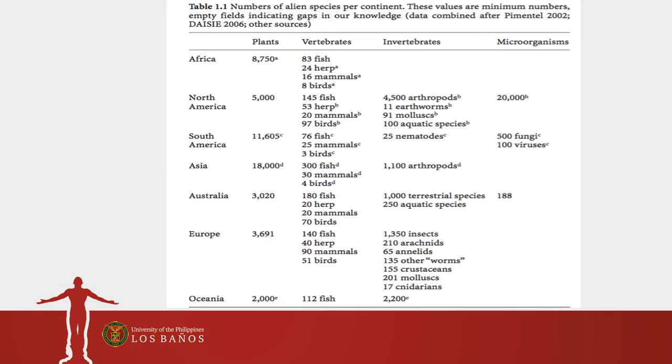Shown here are the numbers of alien species per continent. So just alien species. And let's take a look at Asia. For Asia, we have the highest number of alien plant species at 18,000. For vertebrates, there are 300 fish species, 30 mammal species, and 4 bird species. For invertebrates, we also have one of the highest numbers of alien arthropods at 1,100 species.